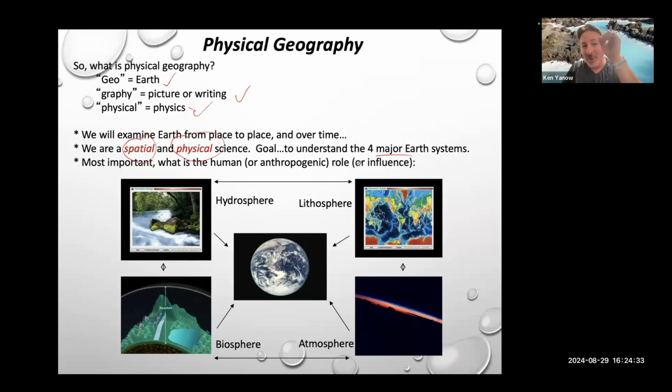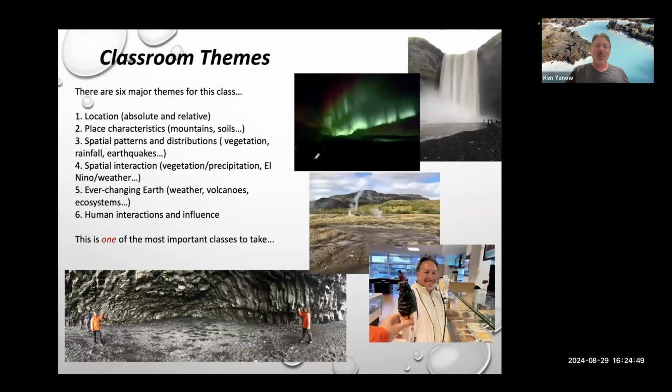And perhaps most important, at least for me, which means it'll be important for you, is what is the human or the anthropogenic role or influence in this entire process? It's a really important question. So with that in mind, we're going to have 6 major themes for this class.